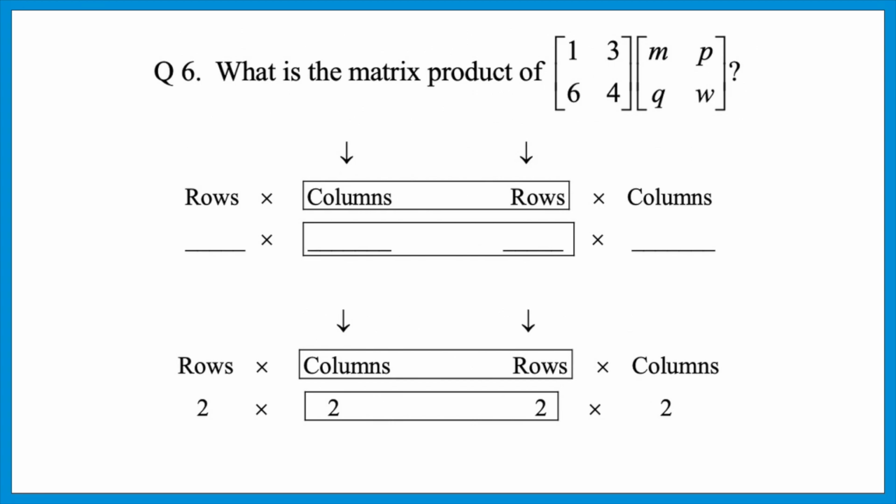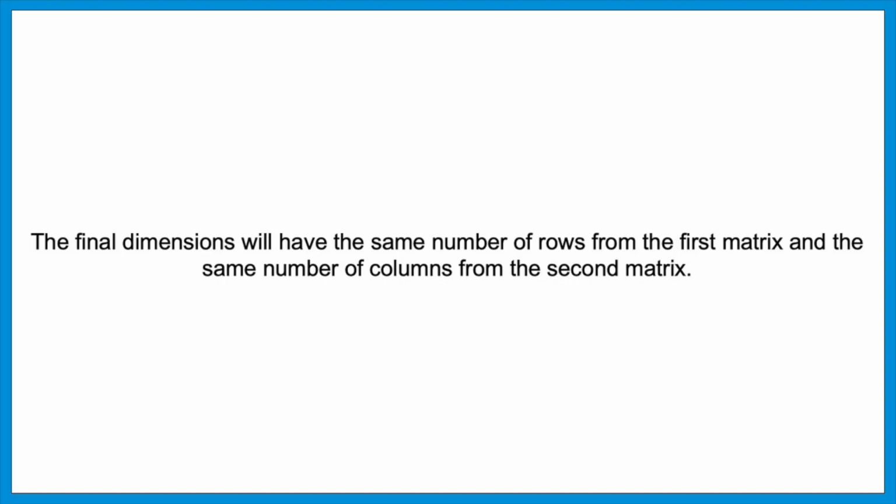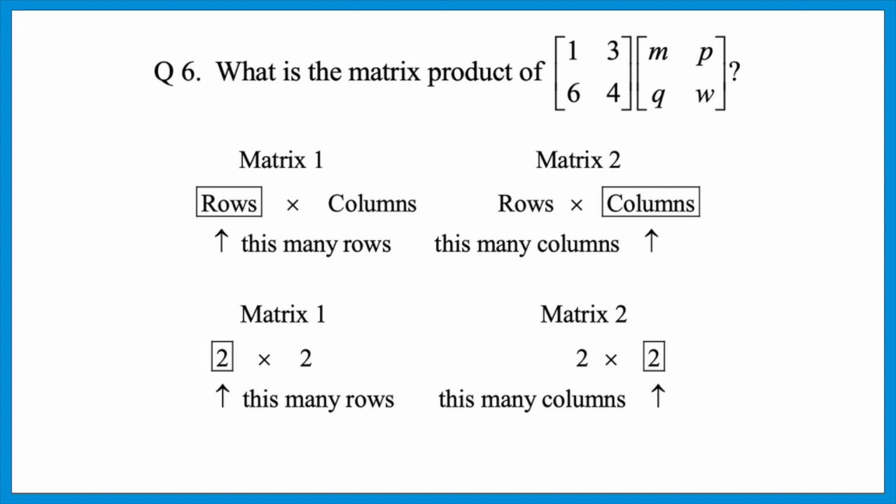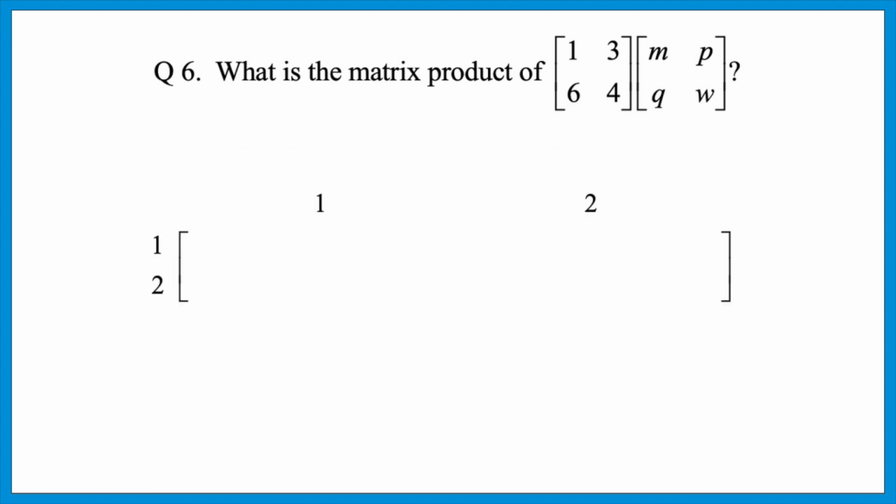We're allowed to multiply. Now, before we go any further, let's talk about what the final answer will look like and how to determine the final dimensions. The final dimensions will have the same number of rows from the first matrix and the same number of columns from the second matrix. We list rows by columns and rows by columns, but now it's the outer numbers that we're going to look at. The rows from the first and the columns from the second. So with the example before, we have 2 by 2 and 2 by 2. Look at those outer numbers. 2 rows, 2 columns. That means that the final answer will look something like this. 2 rows, 2 columns. That's what we're going for.